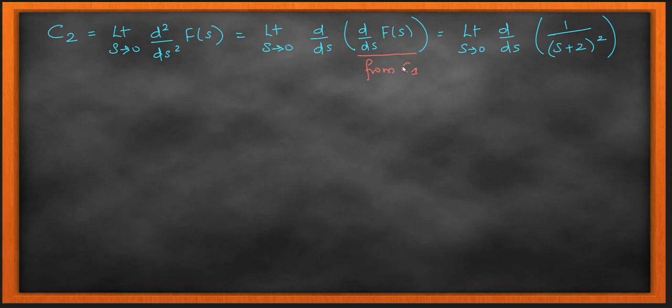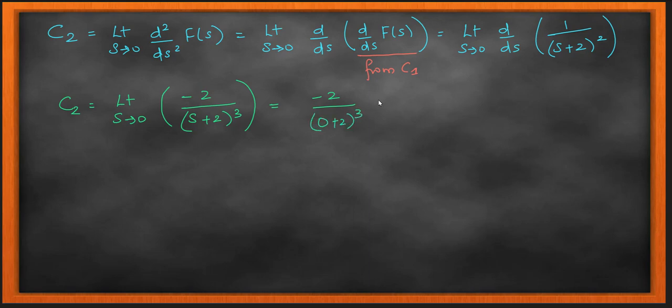I have already done my first order differentiation, so I am just going to plug in my d by ds of f of s as 1 by (s plus 2) the whole square, because I have this computation from my previous step. Then I'm going to differentiate this 1 by (s plus 2) the whole square, and I'm going to get that to be minus 2 upon (s plus 2) the whole cube. That is just how you differentiate 1 by x square. The differential of 1 by x square is minus 2 by x cube, right? So I'm just applying that formula.